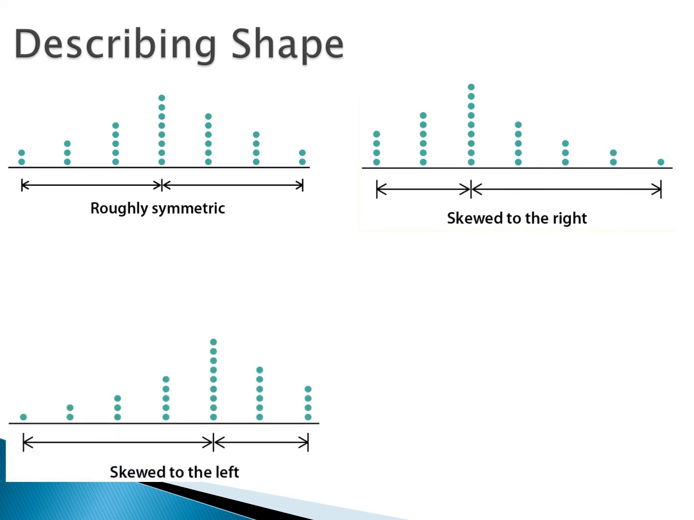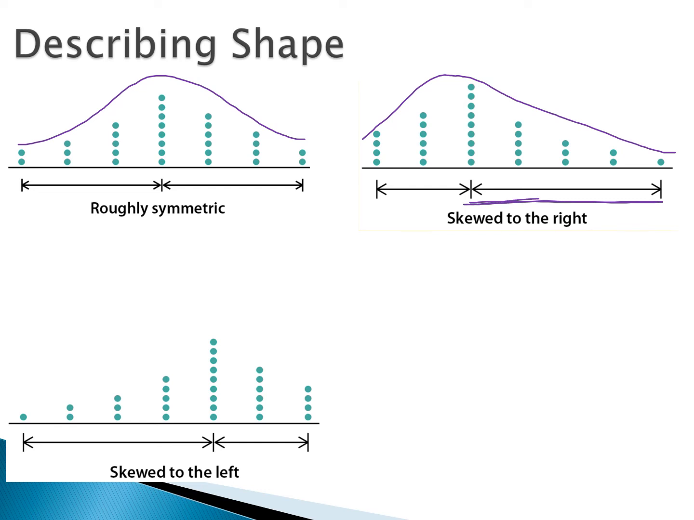So we have roughly symmetric, which is this one here. Anything that's unimodal and bell-shaped, we can describe as roughly symmetric. Skewed to the right is going to have a tail on the right. The right side is a bit larger than the left. We can see that in those arrows there. Skewed to the left is just the opposite. The left side is kind of drawn out. It's pulled towards the left there. That's where the tail is. The skew is always towards the tail.